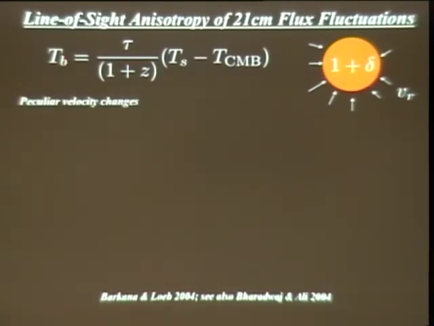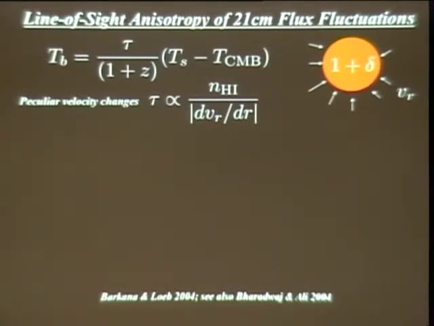Now, imagine a region that is denser than the average. It has some overdensity delta. And that's due to the fact that gas is flowing into this region. And the gas has some peculiar velocity, some velocity relative to the Hubble flow, an infall velocity in the case where delta is positive. Now, this optical depth of the hydrogen is, of course, related to the number density of hydrogen atoms along the line of sight.